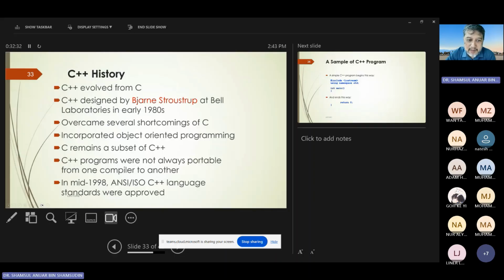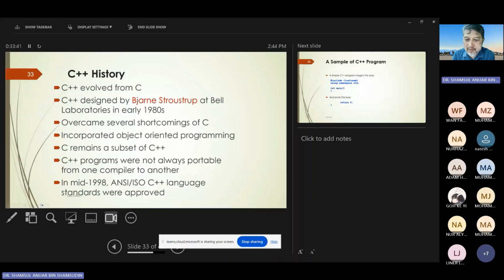C++, since we are using C++ as our programming language, was created by Bjarne Stroustrup. Sounds Scandinavian or German, but he was working at Bell Laboratories, an American company. Maybe at that time the C programming language was commonly used, but Bjarne made some modification and made it become C++. So maybe a lot of shortcomings were improved or upgraded. Basically, he incorporated object-oriented programming.